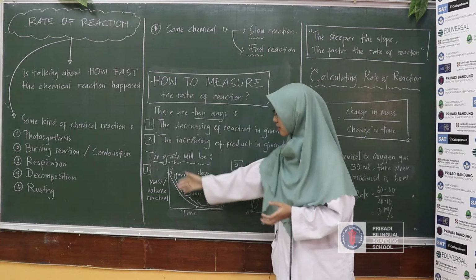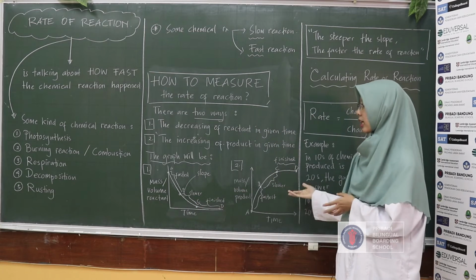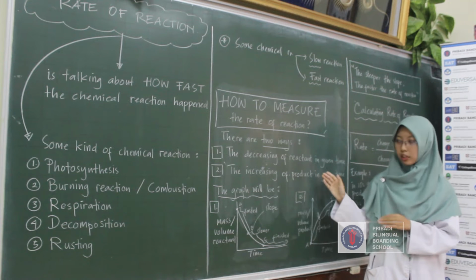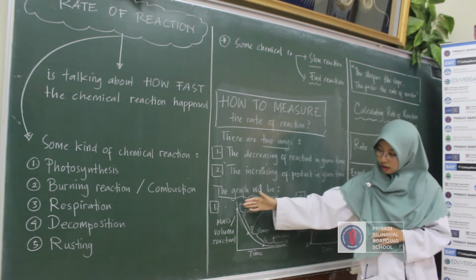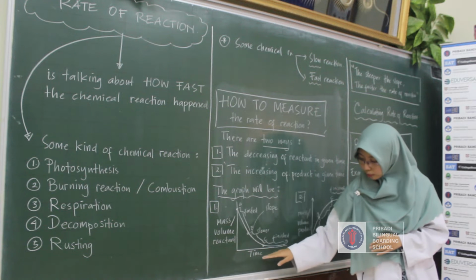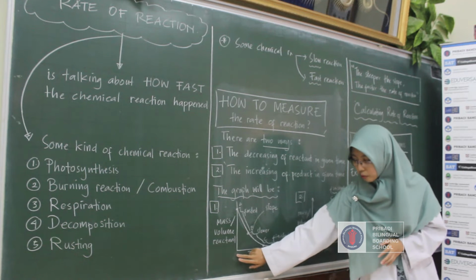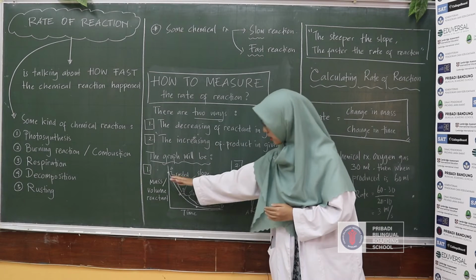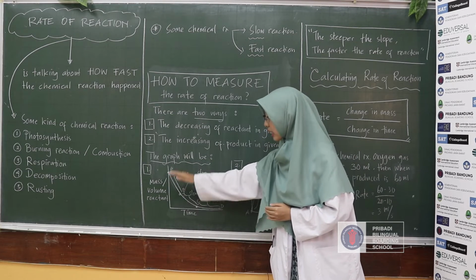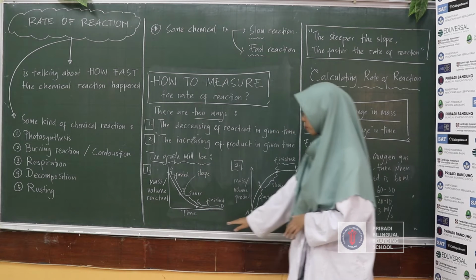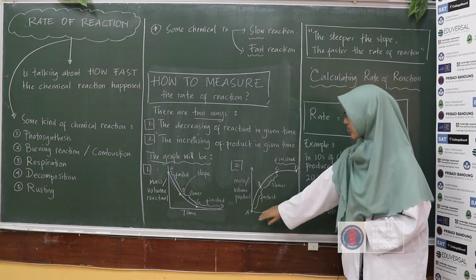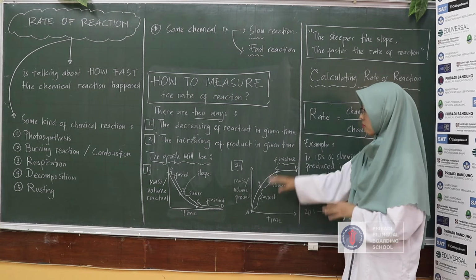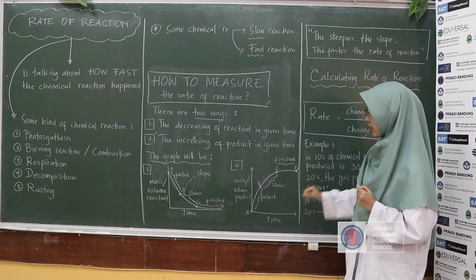So the graph will be like this. This is the first graph and this is the second graph. This one is the graph for the decrease of reactant in a given time. As you can see here, the reaction starts at zero time. For example, there is reactant, but as time passes, the reaction happens and the reactant decreases in a given time. And the second one shows the increase of product produced in a chemical reaction after some time.